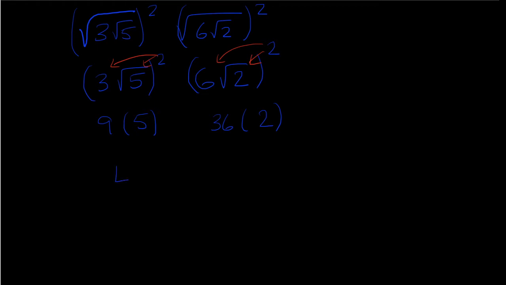9 times 5 is 45. 36 times 2 is 72. So 72 is bigger than 45. So we say that the square root of 3 times square root of 5 is less than square root of 6 times the square root of 2.